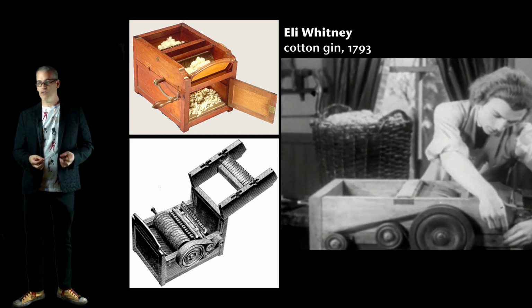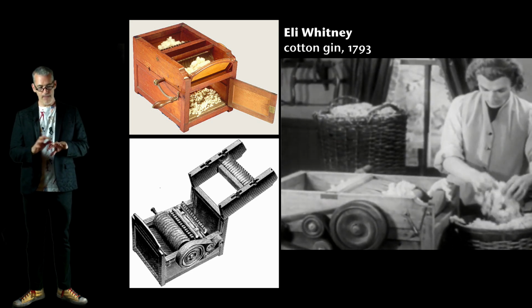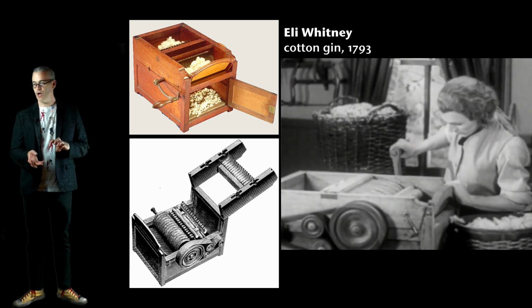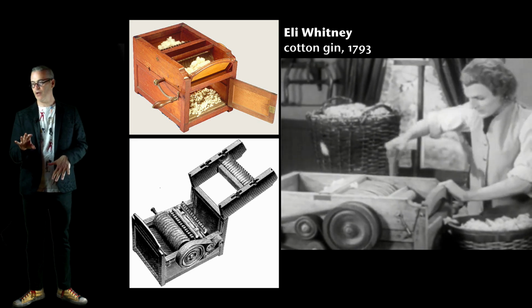And it's a very simple device. The first one had a wooden cylinder with grooves and metal fingers that fit in those grooves, and they just raked the cotton. They raked the seeds out of the cotton. The cotton fibers go out the end, they're blown out the end, and the seeds fall down below.